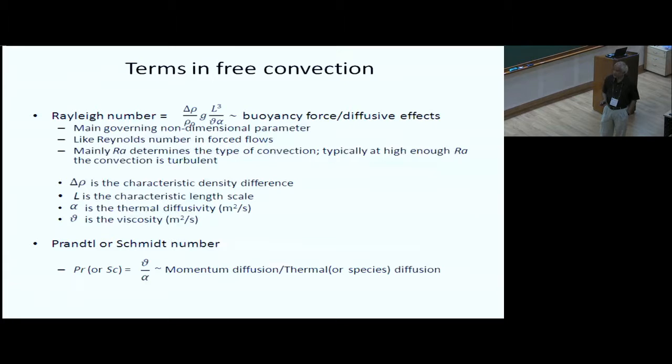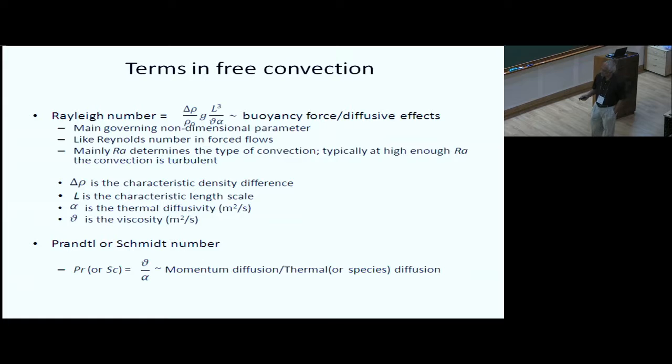And the non-dimensional parameters in convection are the Rayleigh number, which is typically the density difference into reference length cube divided by kinematic viscosity into thermal diffusivity, or diffusivity of species if the convection is caused by species. And the other non-dimensional parameter is, of course, the Prandtl number, which is the ratio of momentum diffusion to thermal or species diffusion.